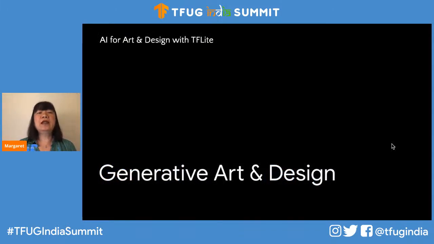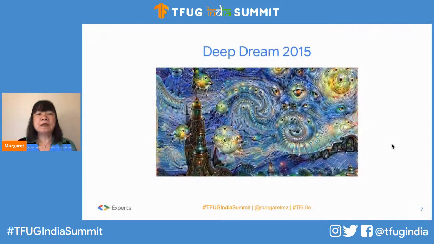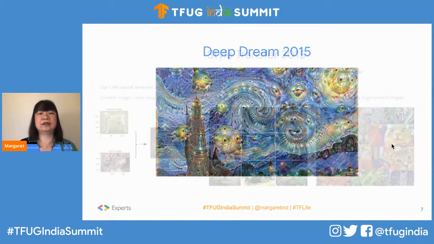So now I'd like to go into examples of generative art and design. Deep Dream in 2015 was an experiment that visualized the patterns learned by a neural network. Similar to when a child watches clouds and tries to interpret random shapes, Deep Dream overinterprets and enhances the patterns it sees in the image. This was perhaps one of the earliest examples of using AI to create art.